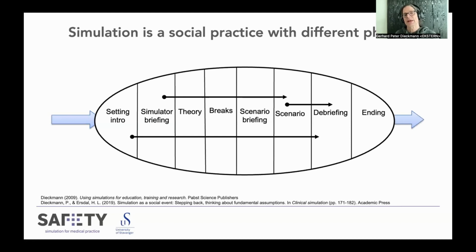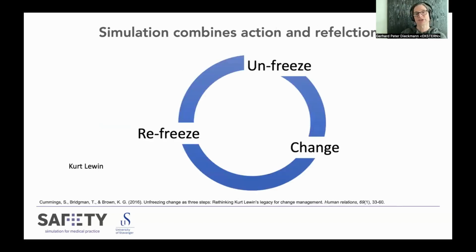The arrows within the ellipse represent that the phases are connected. So if you, for example, don't manage to create a learning atmosphere in the setting introduction, participants might not be very open in the debriefing to discuss with you. If they don't understand how to use the simulator, you might spend half of your debriefing time trying to explain to them later why they had problems in the scenario. So the briefing part is quite important in this.